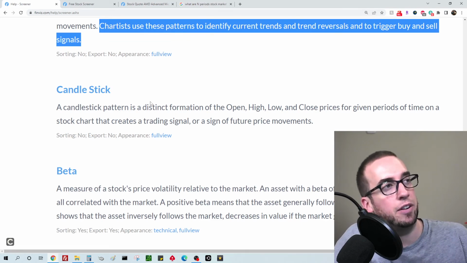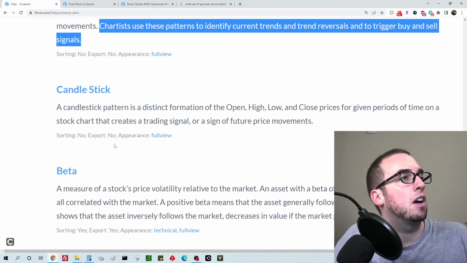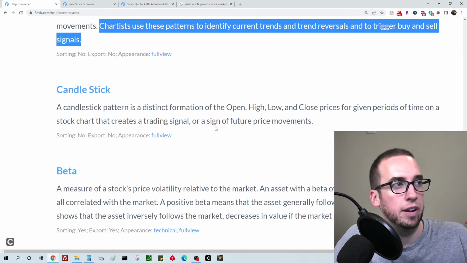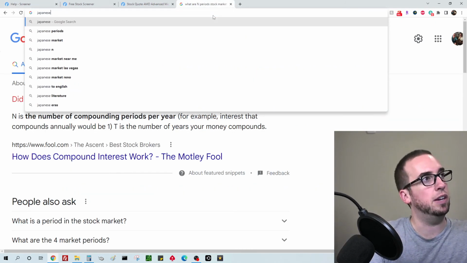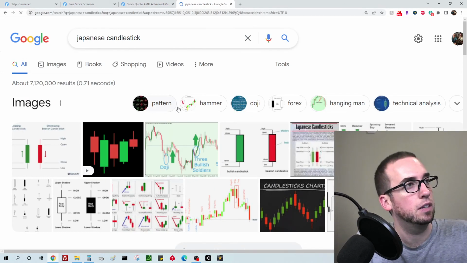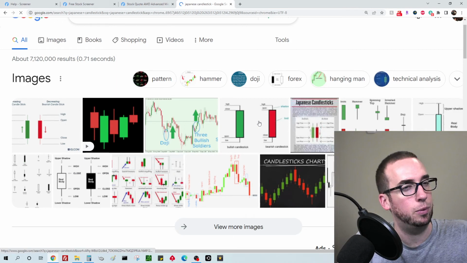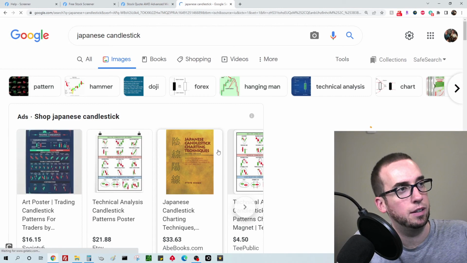Candlestick or Japanese candlestick. A candlestick pattern is a distinct formation of an open, high, low, and close prices for given periods of time on a stock chart that creates a trading signal or sign of future price movements. So here is an example. Let's do here. That's not what I wanted.